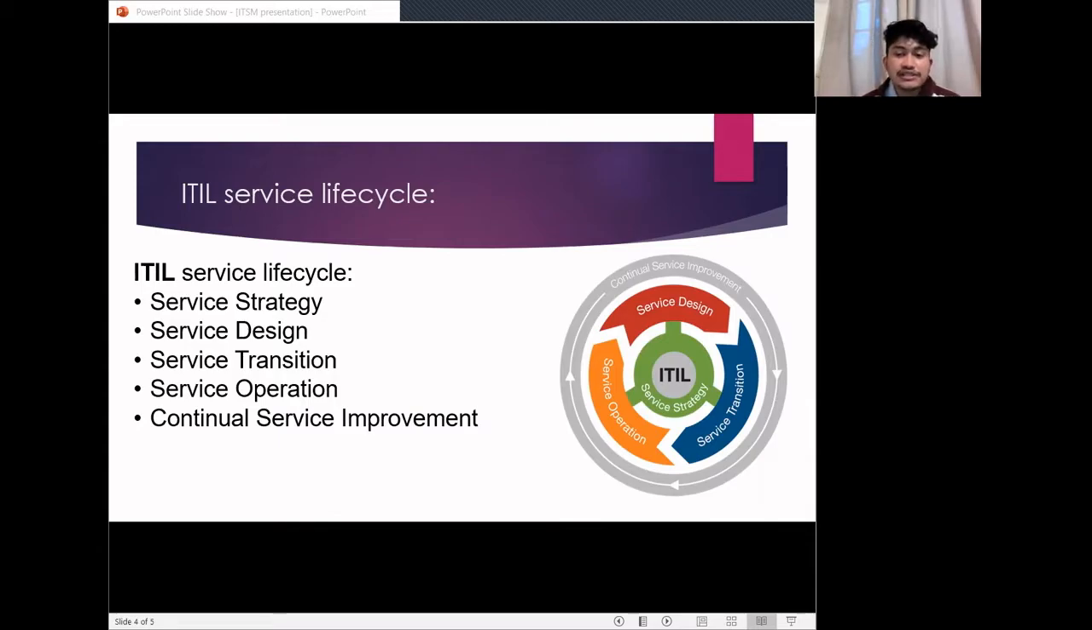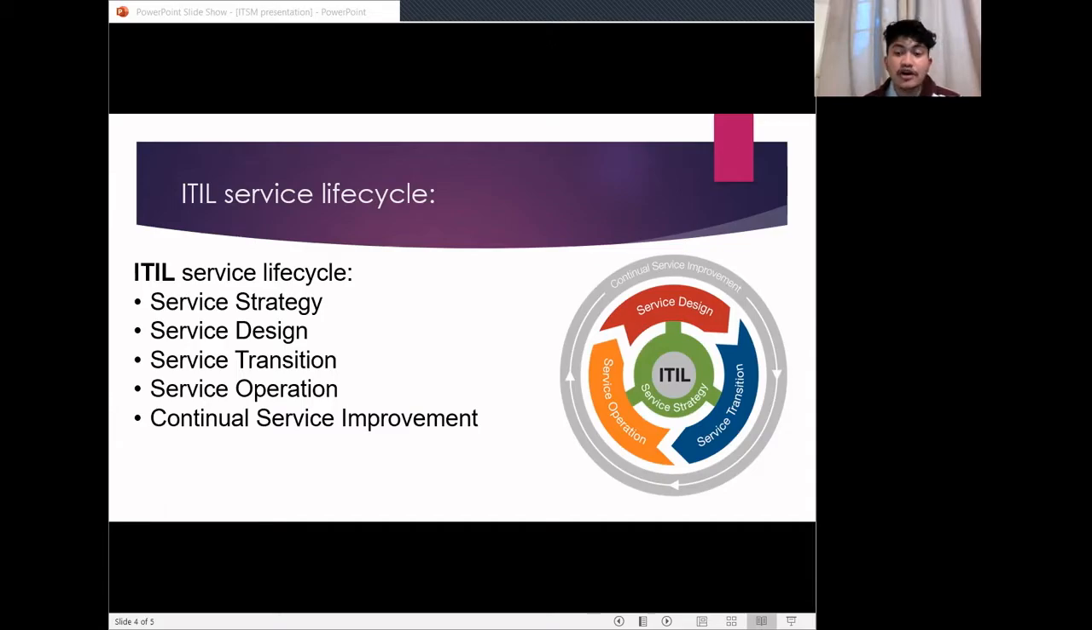And service design is the process which includes designing new services as well as changes and improvements to existing ones, if there are any. And then there is service transition. Service transition makes sure that changes to services and service management processes are carried out in a coordinated way. Coordination is the key factor in ITIL.